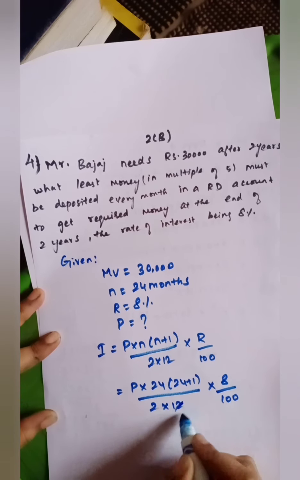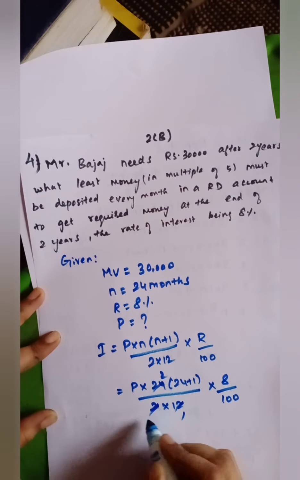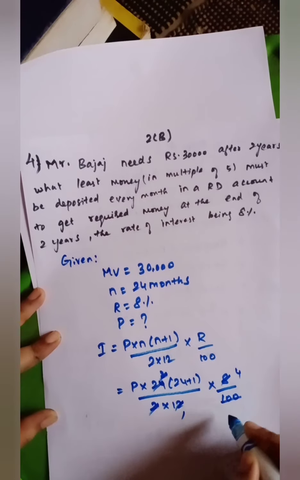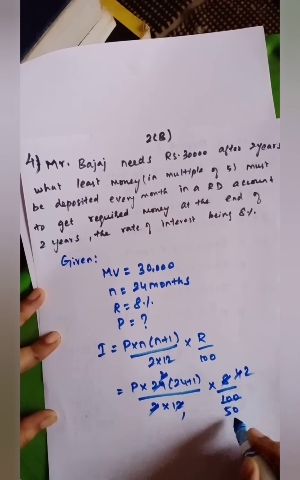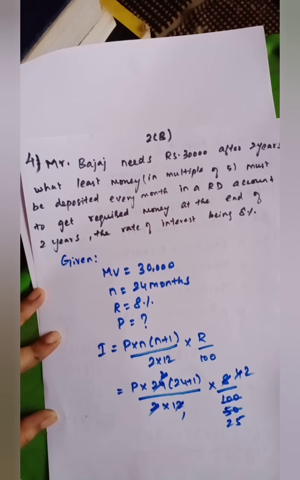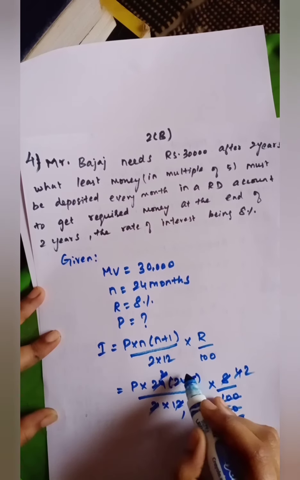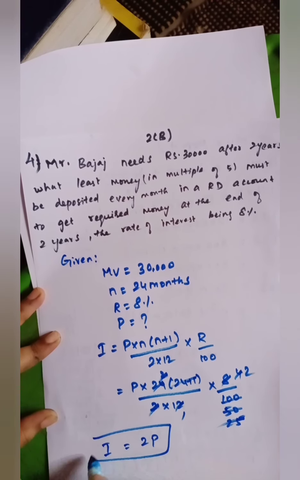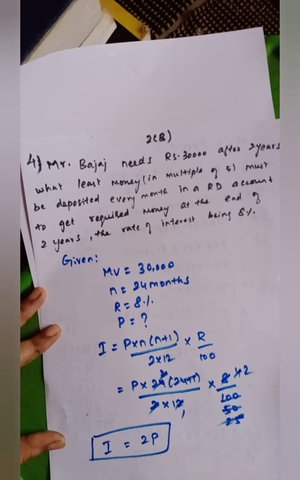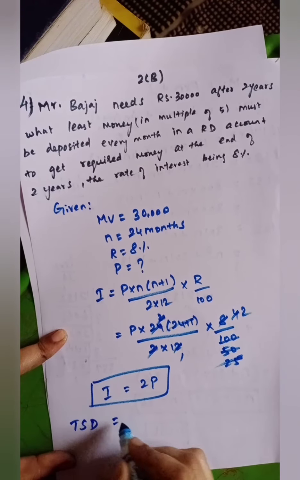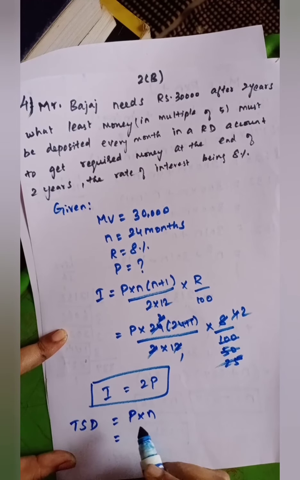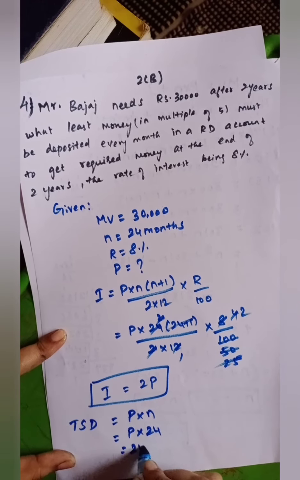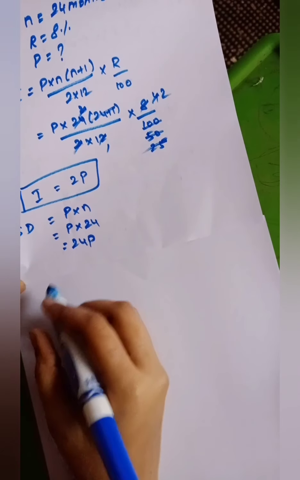Now I will cancel. 12 ones are 12, 12 twos are 2 and 2 cancelled, and 2 fours are 8, 2 5s are 10, 2 twos are 4, 25s are. This 25 and 24 plus 1, 25 also will be cancelled. So I equal to 2p. Now total sum deposited equal to p into n. Therefore p only we have to find, and n equal to 24. Therefore 24p.